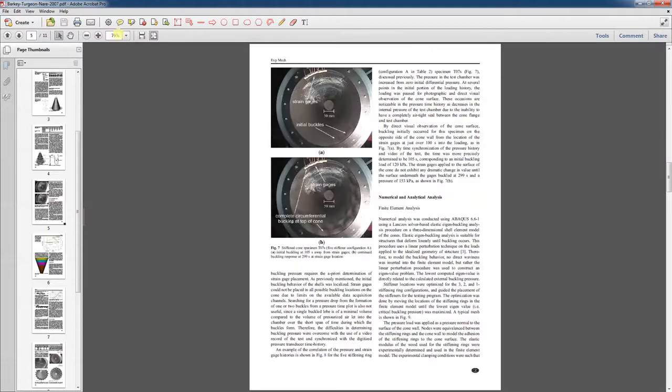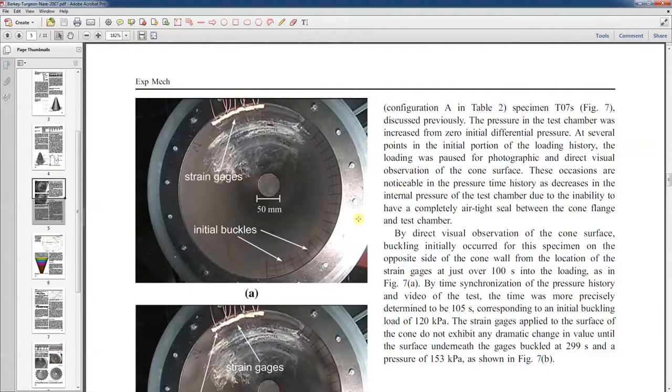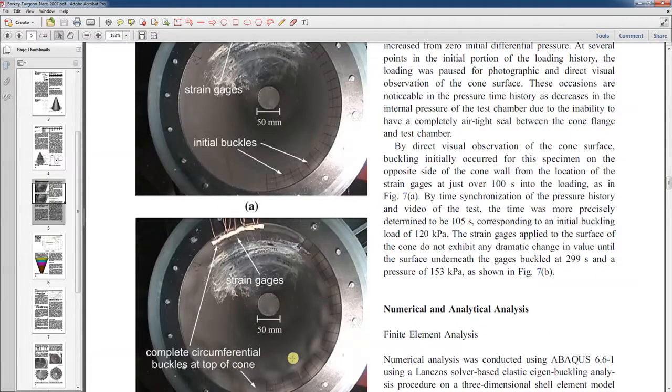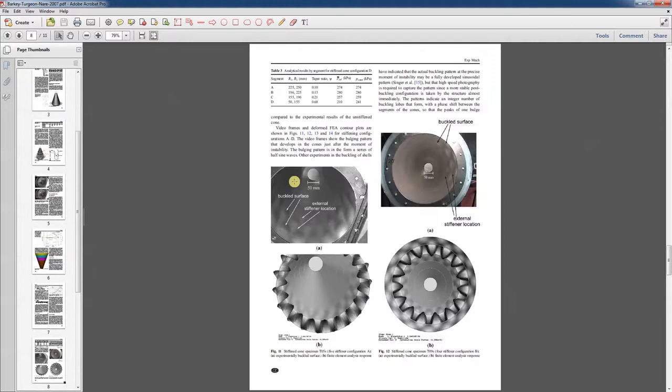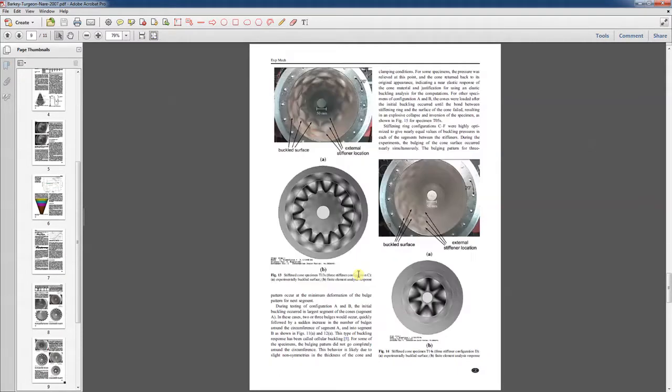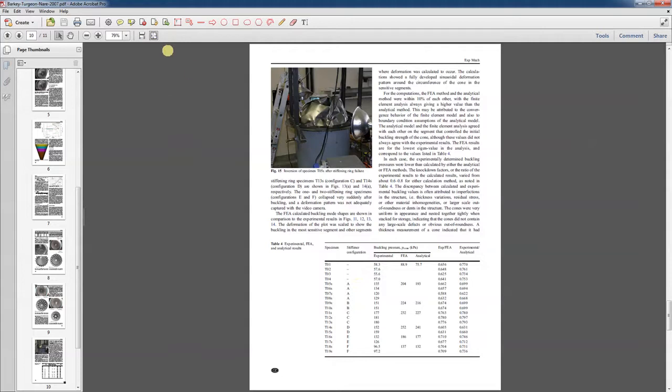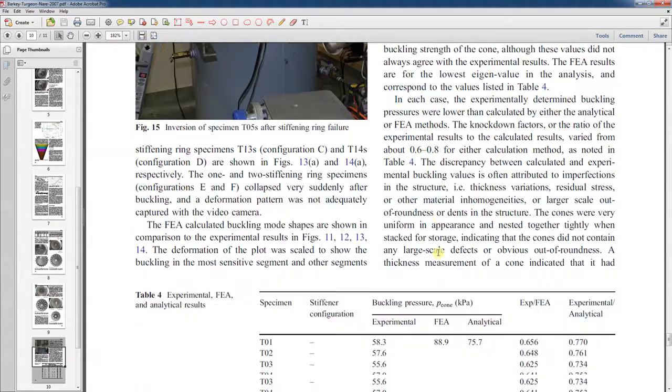There's some nice pictures, and I'll show some videos of the test in the second video when we finally compare the analytical and the experimental solutions. But here you have some lobes that form in the stiffened shell, in between the stiffening rings. And there's some finite element results as well that we'll talk about.